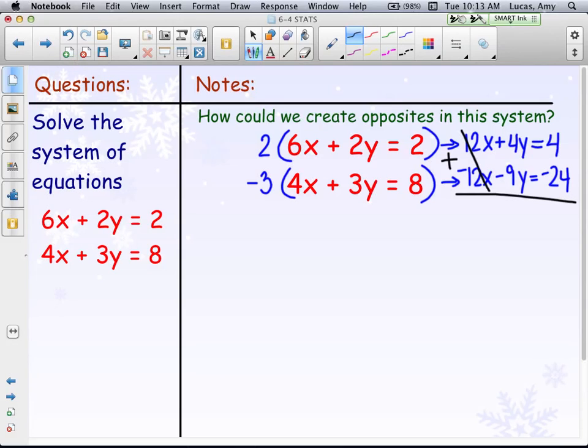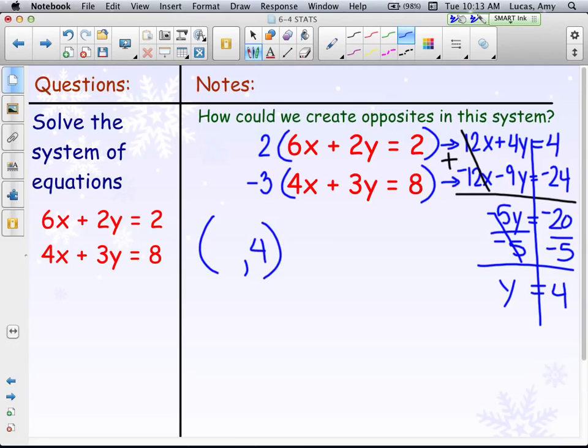By going with the least common multiple, you will have a little bit smaller numbers to work with, and sometimes that's helpful. But if you don't think you're very good at least common multiples, you can always just take those coefficient numbers, flip them, and then make sure one is negative. Okay, so solving this system, my x's have eliminated. 4y plus negative 9y is negative 5y, and 4 plus negative 24 is negative 20. Divide by negative 5, and y equals 4.